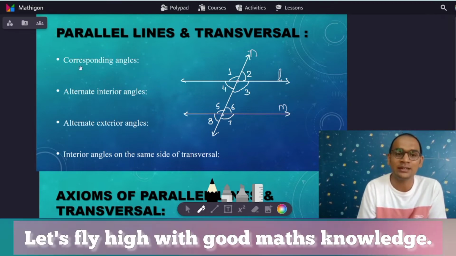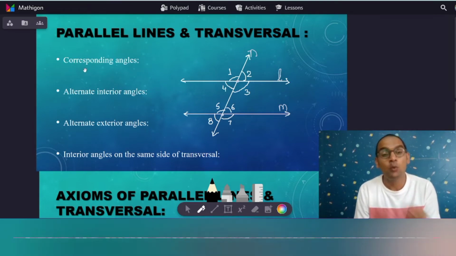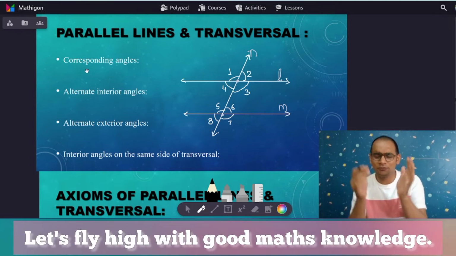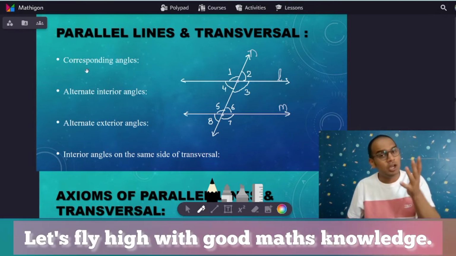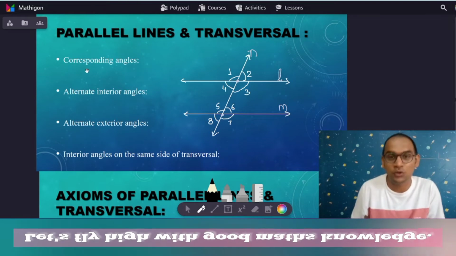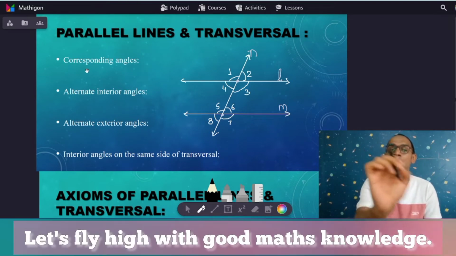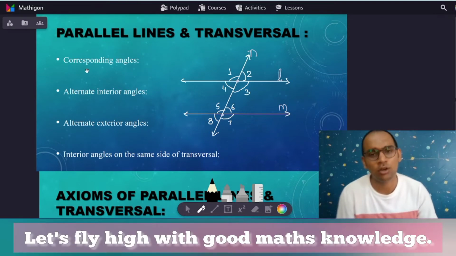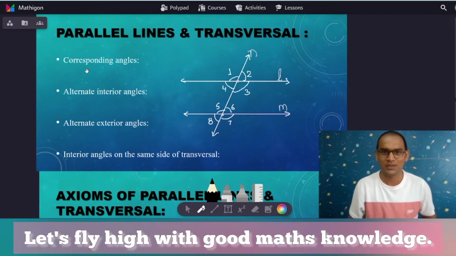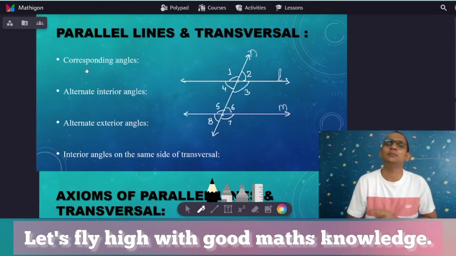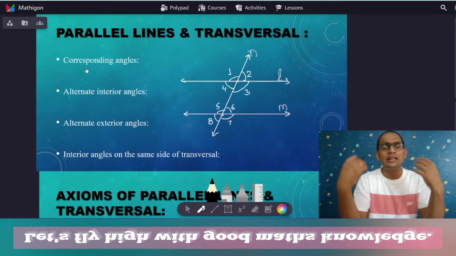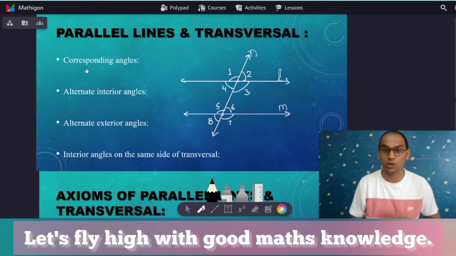The first category is corresponding angles. When we talk about corresponding angles, many times students get confused. Let me make it very clear with the meaning of that. What do we mean by corresponding? I'm talking about the English meaning. Corresponding means both are in a similar situation. Two or more things, when they are in a similar situation, we call them corresponding.